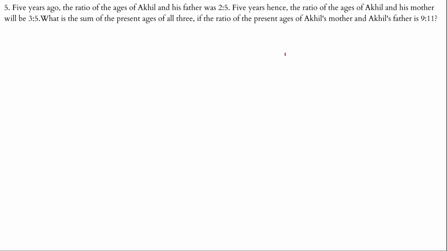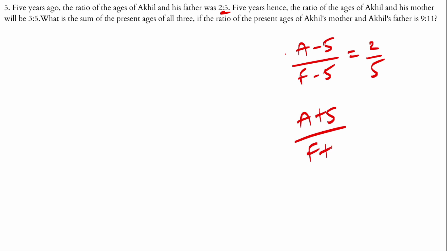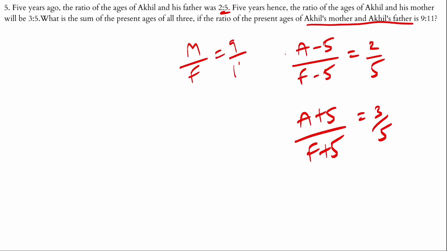So what is given here? 5 years ago, that means Akhil's age before 5 years, right? So a minus 5. So if we consider a as the age of Akhil, by his father's age, f minus 5, this will be equal to 2 by 5. Okay, 5 years hence, so a plus 5 by f plus 5, what is the ratio here? 3 by 5. And present ages of Akhil's mother and Akhil's father is, the ratio is mother by father, this will be equal to 9 by 11.